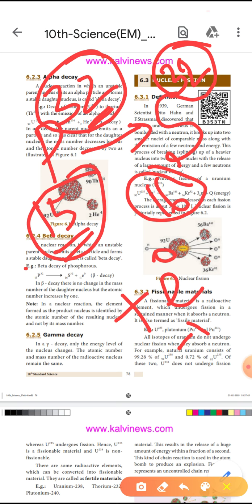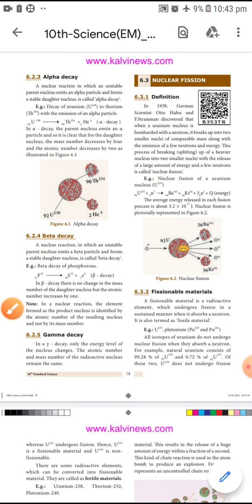Next one, gamma decay. In gamma decay only the energy level of the nucleus changes. Gamma is a neutral particle. The atomic number and mass number of the radioactive nucleus remain the same. They never change. Only the energy level changes in gamma decay.